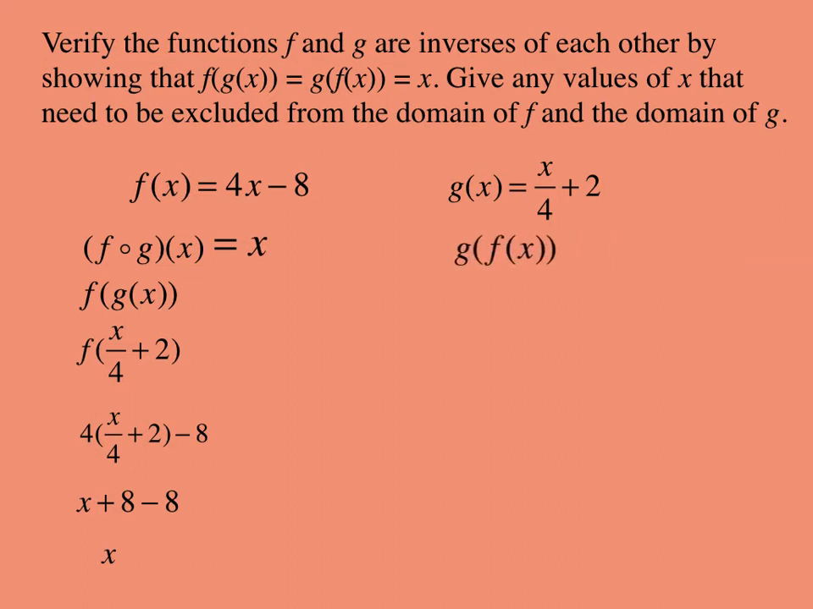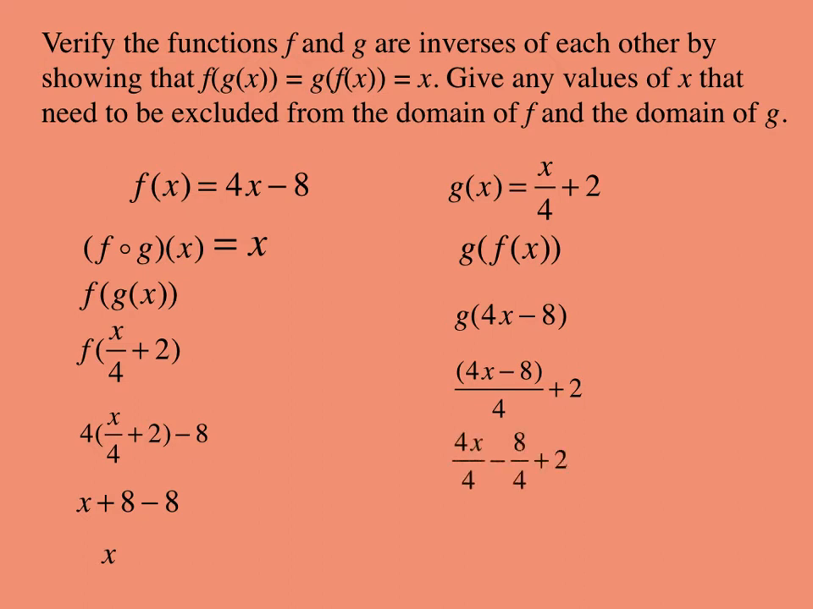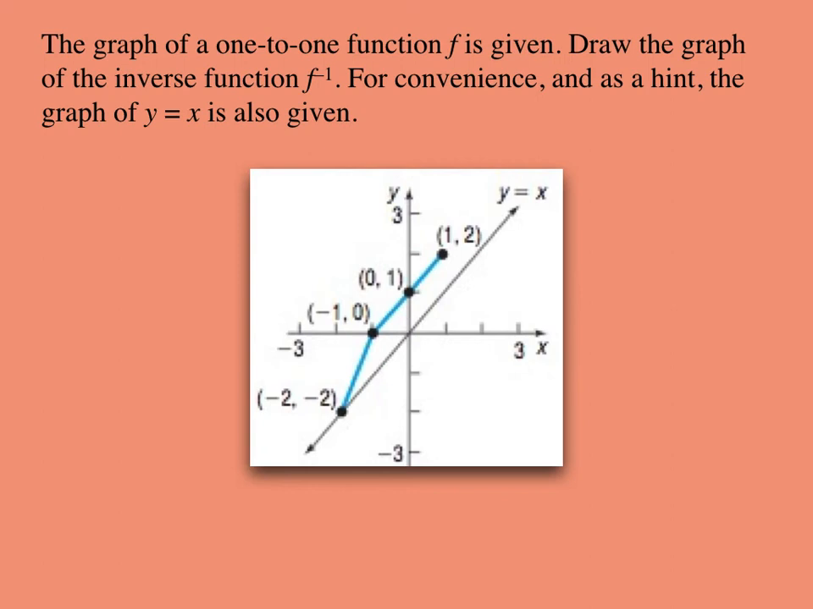Now g of f of x, that's g of 4x minus 8. So I'm going to use 4x minus 8 and substitute that in place of x in the g function. And I'll take both terms in my numerator and divide them individually by 4, and I'll simplify this expression. And in fact, g of f of x also equals x. So what we want to do now is think, is there a graphical significance of this truth that f of g of x and g of f of x both equal x?